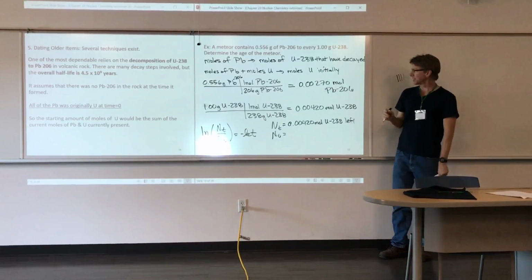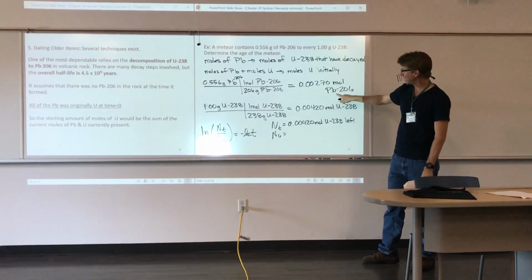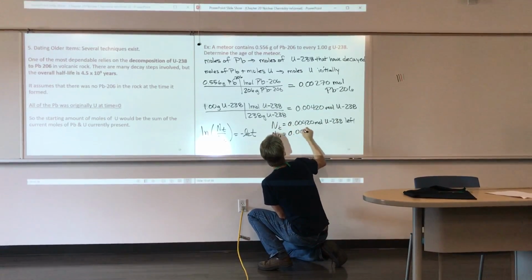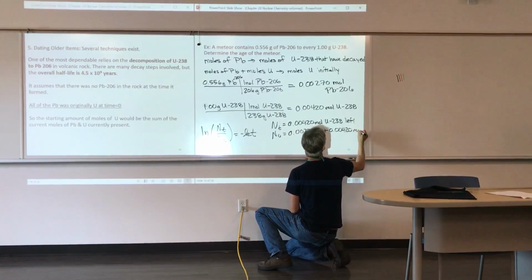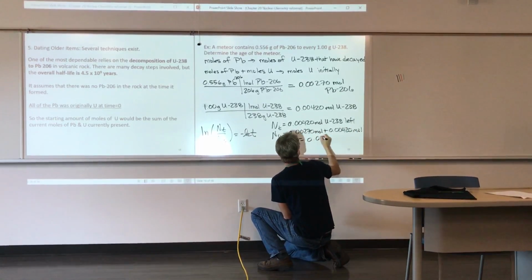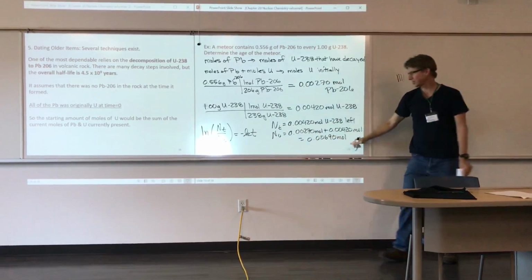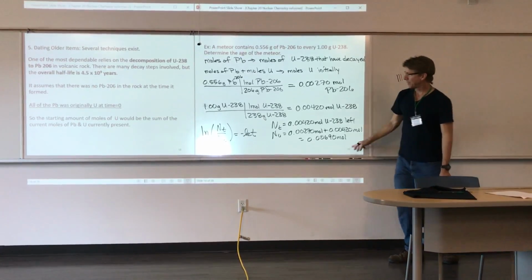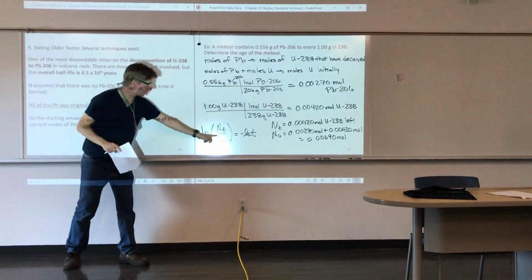The amount that was originally there is going to be the sum of these two. So the lead was uranium, so when I add these up, 0.006. All right, I'm a little bit out of space here. Hopefully you have a little more space left. I'm going to finish up over here. Now I've got my two numbers.